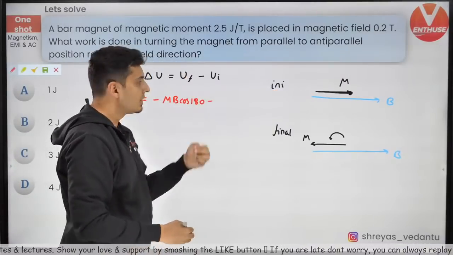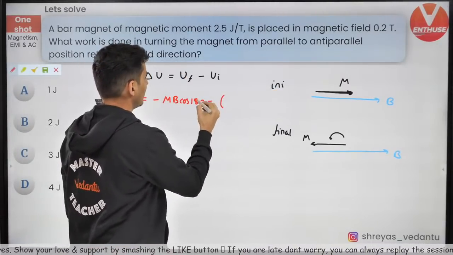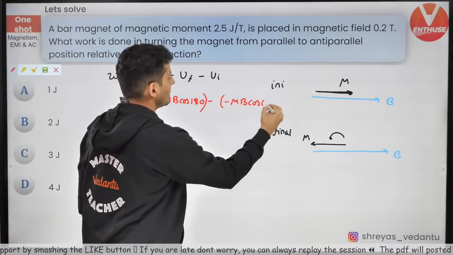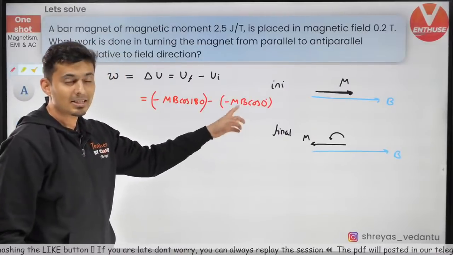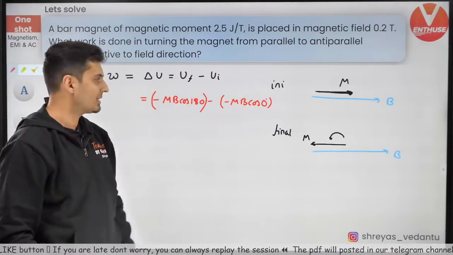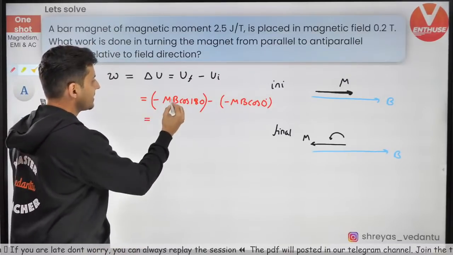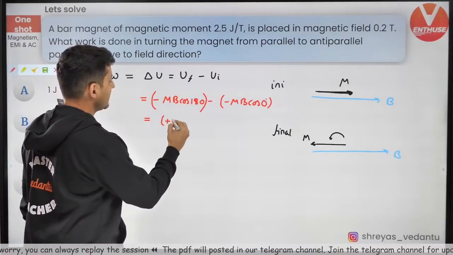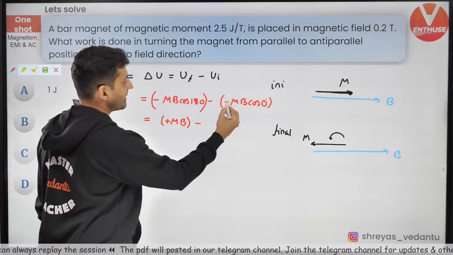The angle between them is 0 degrees, so minus MB cos 0. Makes sense? Remember the formula is negative MB cos theta. So next, cos 180 is minus 1. Minus into minus is plus, so plus MB.